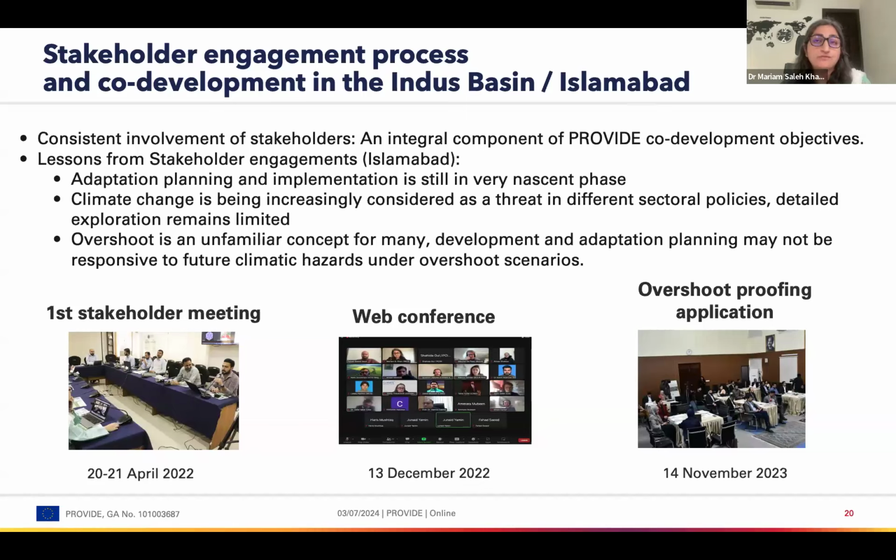For example, the vulnerability of the exposed population was discussed, socioeconomic limitations to adaptation, then the lack of consideration of warming scenarios in most of the policies relevant for climate change, and the need to assess limits to adaptation, which are currently not there in those policies. And of course, the low financial capacity of the country, and the lack of usable data and research to drive policy was also one of the very important points that was discussed during these engagements.